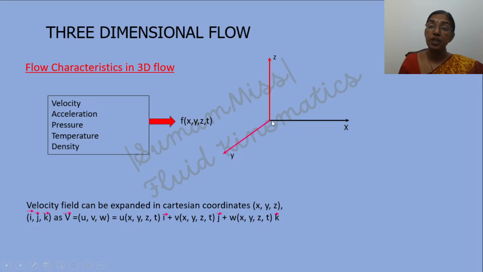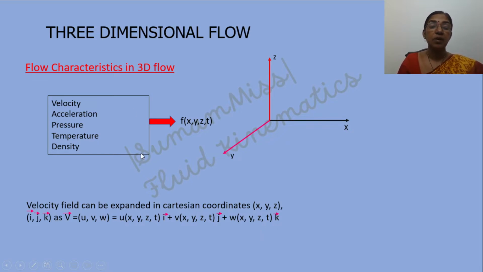So at any instant of time, the flow velocity V has the component u in x direction, the component v in y direction and component w in z direction. So u is a function of x, y, z, t. Similarly, v and w are also functions of x, y, z, t.